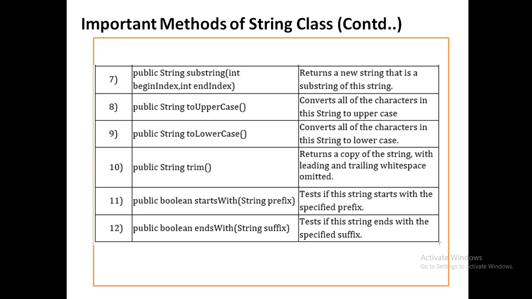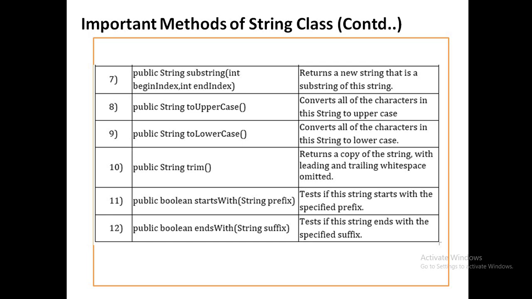Then substring, where the begin index as well as the end index are given, and it returns a new string that is a substring of the main string. Then string toUpperCase. In this method, all the characters in the string are converted to uppercase. String toLowerCase converts all the characters in the string to lowercase. String trim returns a copy of the string with leading and trailing white space omitted.